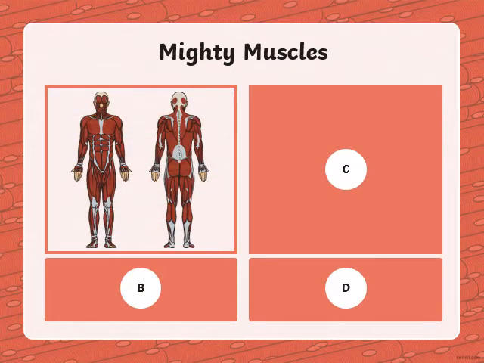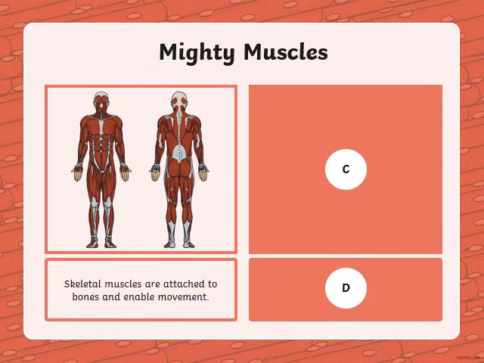So this is our body with the muscles that you can see. We've got over 600 muscles in our body altogether. And skeletal muscles are the muscles which are attached to bones which enable movement. So they're often attached to bones by tendons and ligaments, which are again sort of fibrous tissues which allow us to move our muscles into different positions.